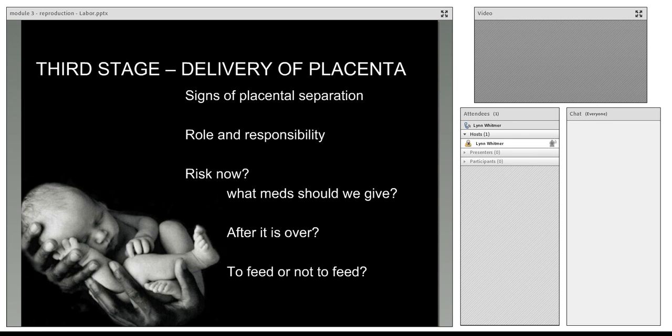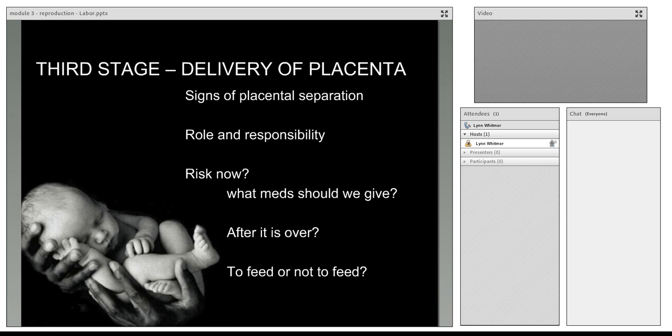The third stage is the delivery of the placenta, and again there's a time stamp with this, about 5 minutes to 30 minutes. And the signs of placental separation are a gush of blood, lengthening of the cord, uterus becomes very globular, very hard to the point that it almost stands up in the abdomen, and the fourth sign is that the mother will tell you she feels a fullness in her vagina.